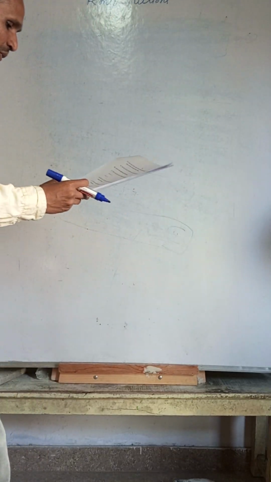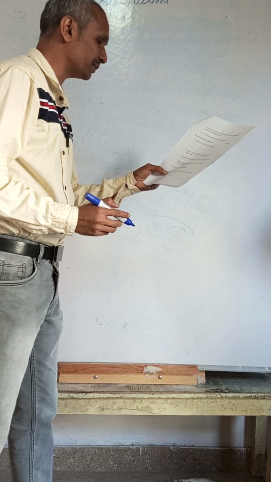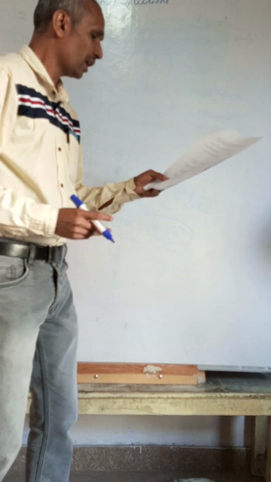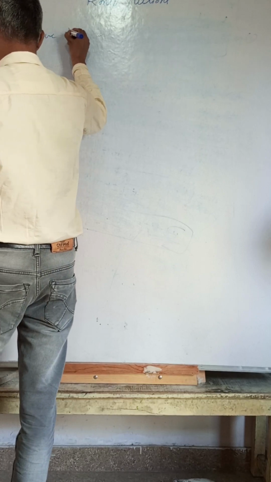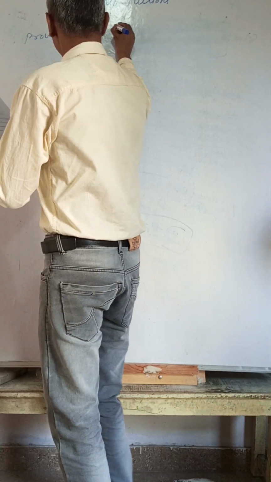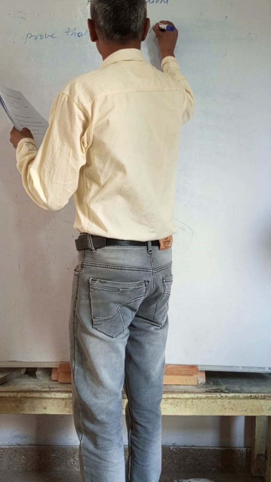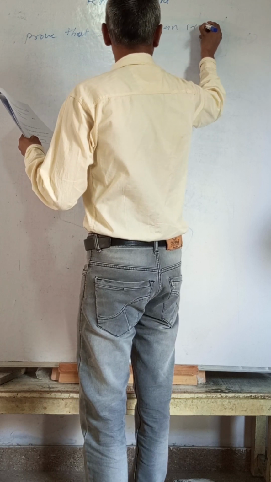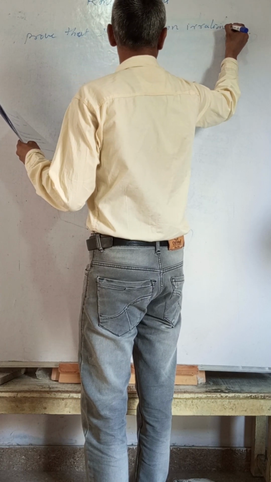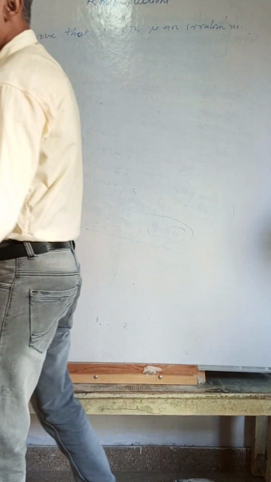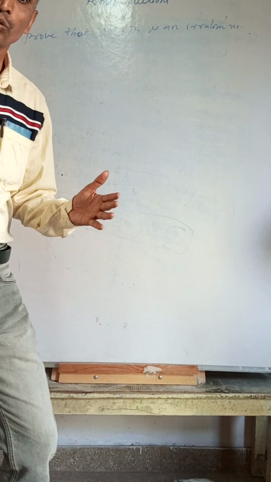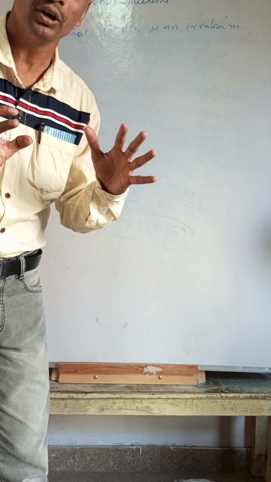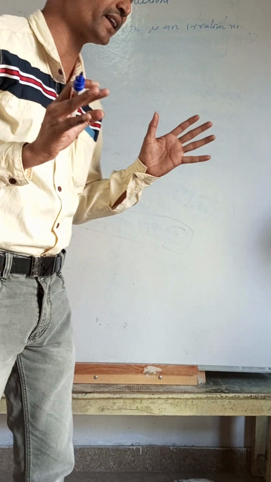Prove that. Another one is also given: find the LCM. First, prove that 5 plus root 3 is an irrational number. You have to prove it is an irrational number. Okay, which is an irrational number? The number which cannot be written in the form of p by q is called an irrational number.